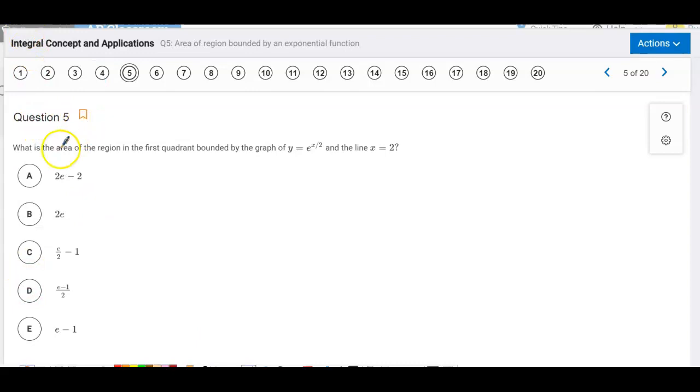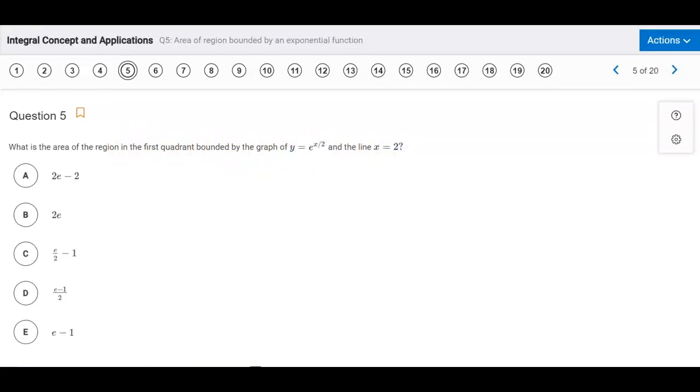All right, question 5. What is the area of the region in the first quadrant bounded by the graph of this and this? I want you guys to notice that this is a non-calculator question, and I understand that since this is homework, you guys might be tempted to go ahead and just work it out with a calculator anyway. I would encourage you not to, because when you take your AP exam, you're not going to be allowed to use your calculator sometimes. So you do want to know how to do this stuff without the use of a calculator.